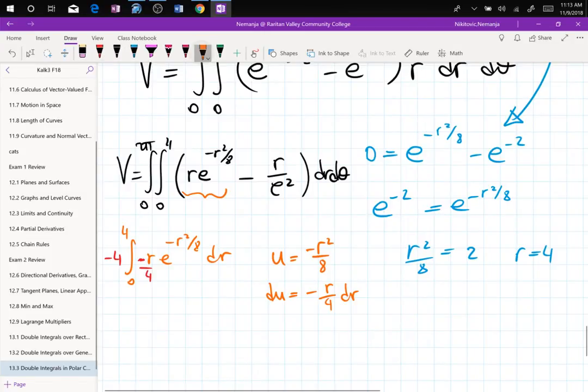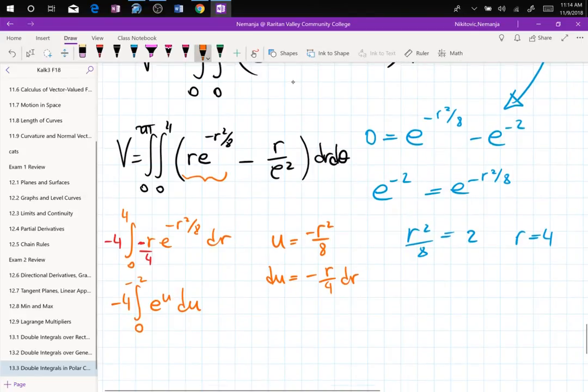So now my problem becomes negative 4 integral. This becomes e to the u du. And my limits are 0, and then when I plug in 4, that's negative 2. Right? When I plug in 4, it's 16 over 8 is 2, so negative 2. Good. And now I have a negative number on top. I need to swap that, so it becomes 4 from negative 2 to 0, e to the u du. And that is 4 e to the u computed from negative 2 to 0.